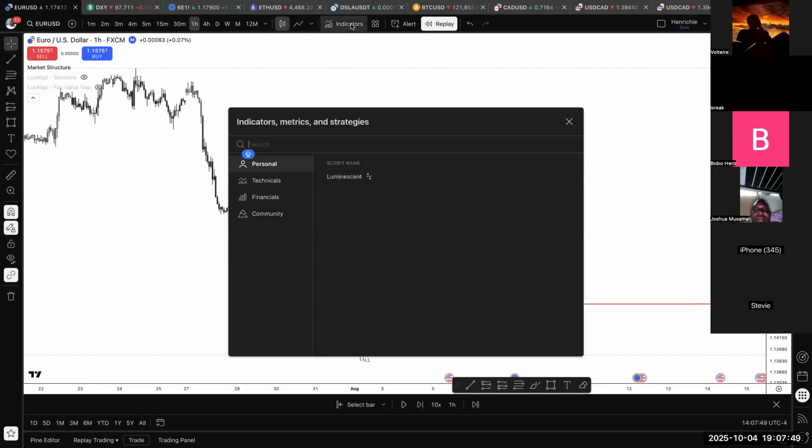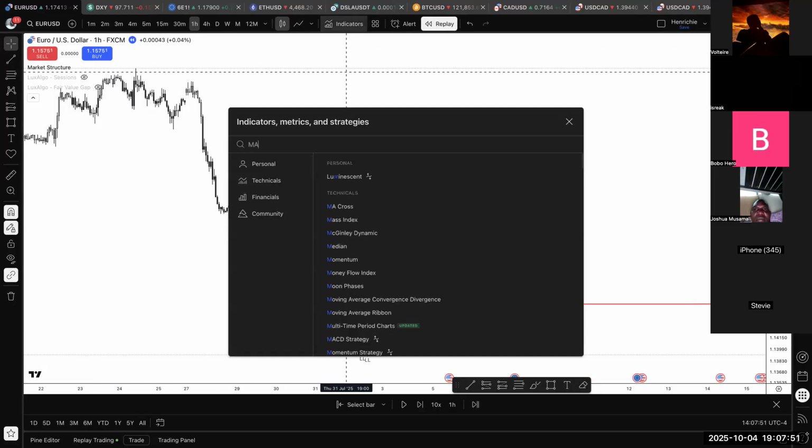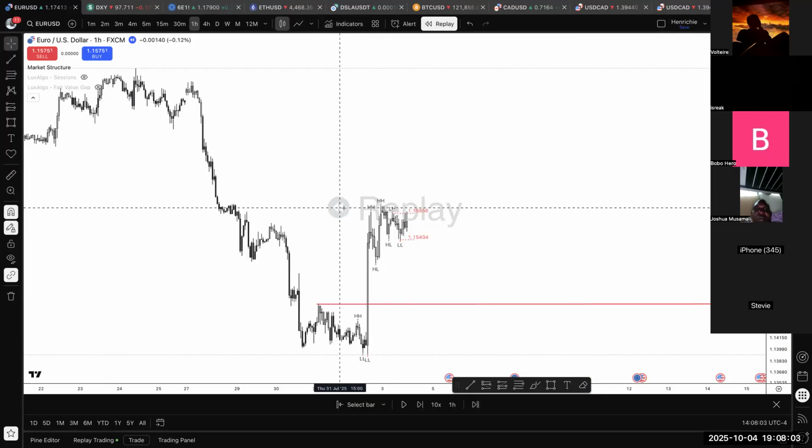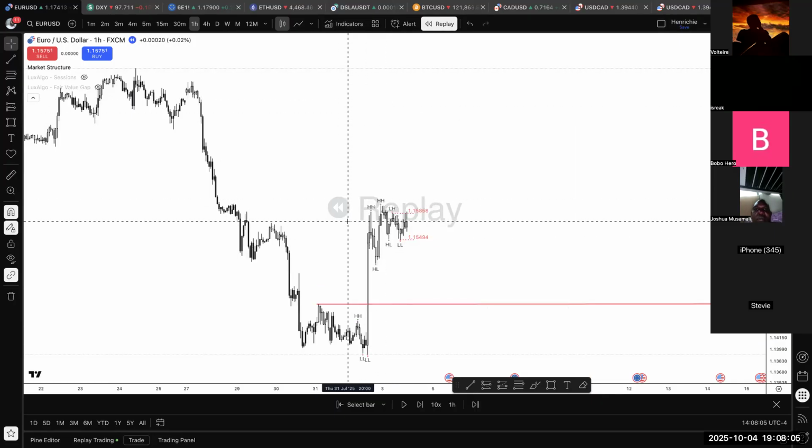So if you want to use that indicator for market structure, you can also put it in here. It will just help you to make things a lot easier. So here, happy September, that's the one you put in your chart and you can use it. I mostly use it on the lower time frame and I don't use it on its own.